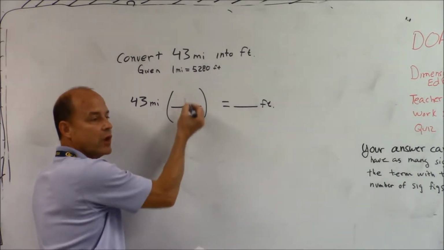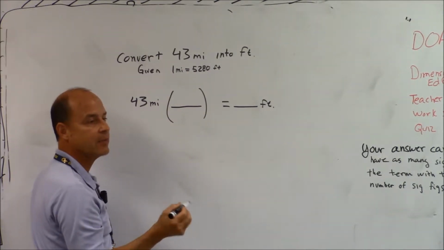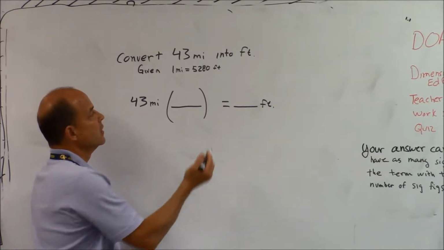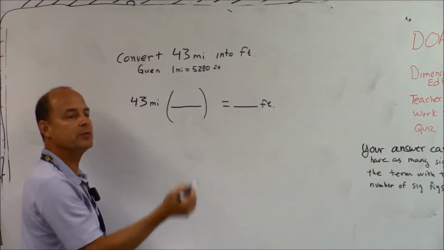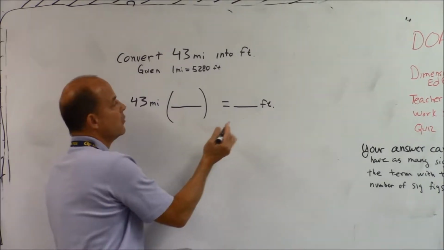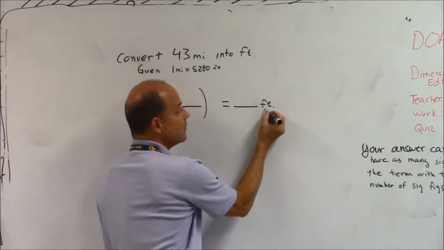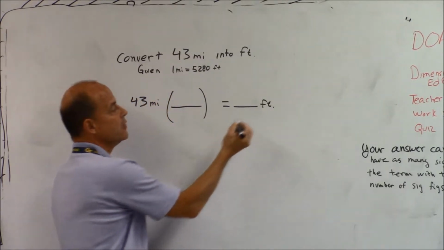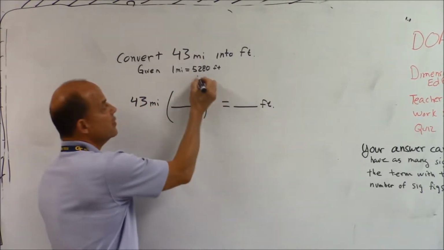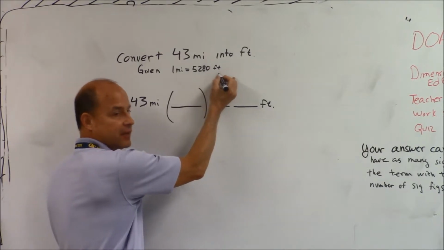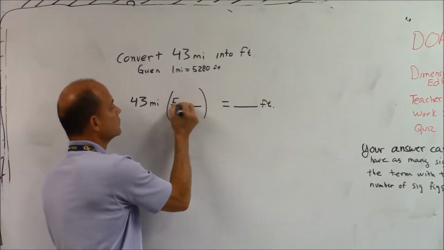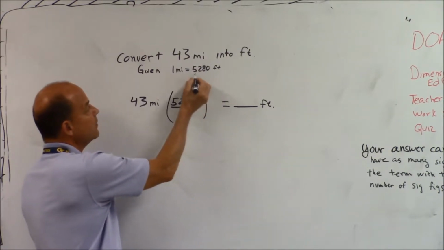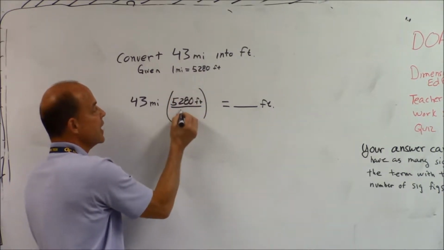Well, Mr. A, which one do you put on top and which one do you put on bottom? That's the question that I get most frequently from students. I've had some students say, well, you always put the one on top. No. The one that you want on top is the one that your answer is in. So if your answer is in feet, then you need 5,280 feet on top. And then on bottom, you have to write what's on the other side of the equal sign, which is 1.